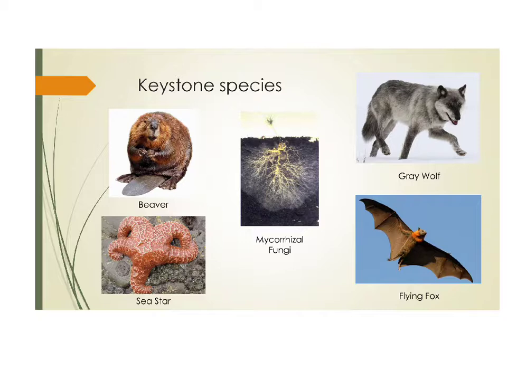The idea of a keystone species actually began with this guy right here. Sea stars are the apex predators in rocky intertidal pools in the Pacific Northwest.